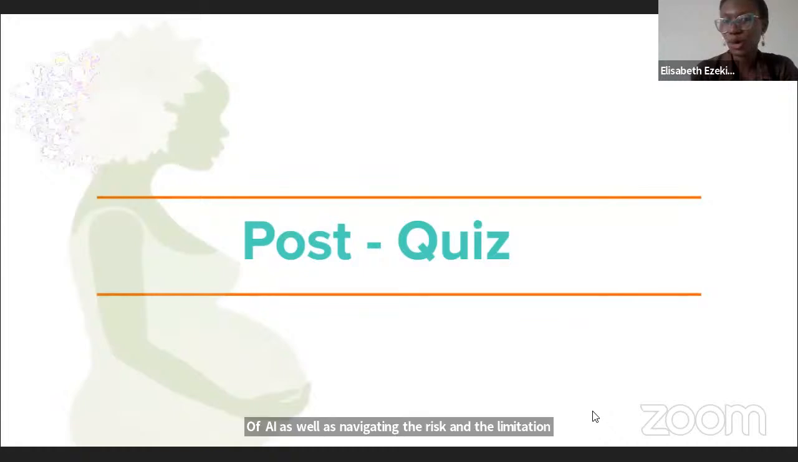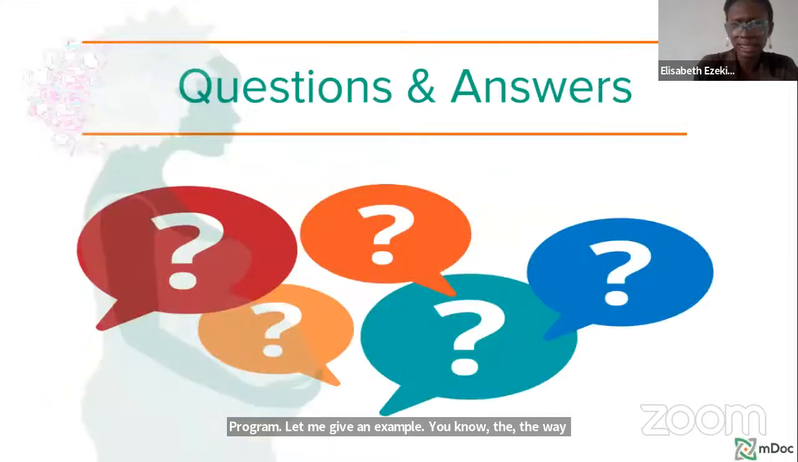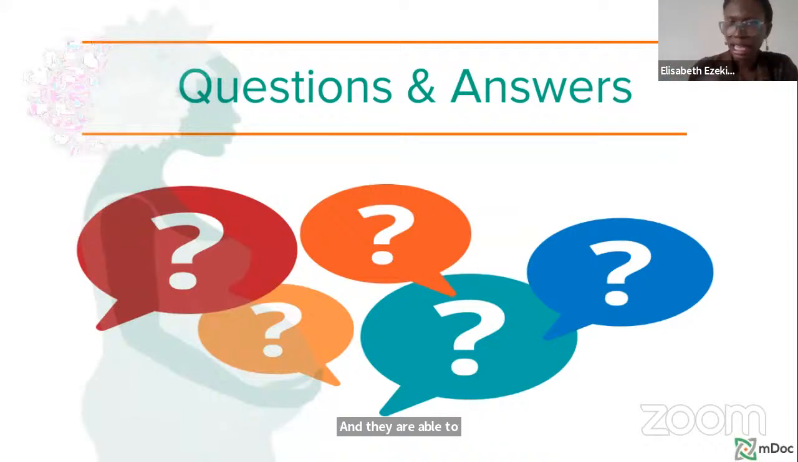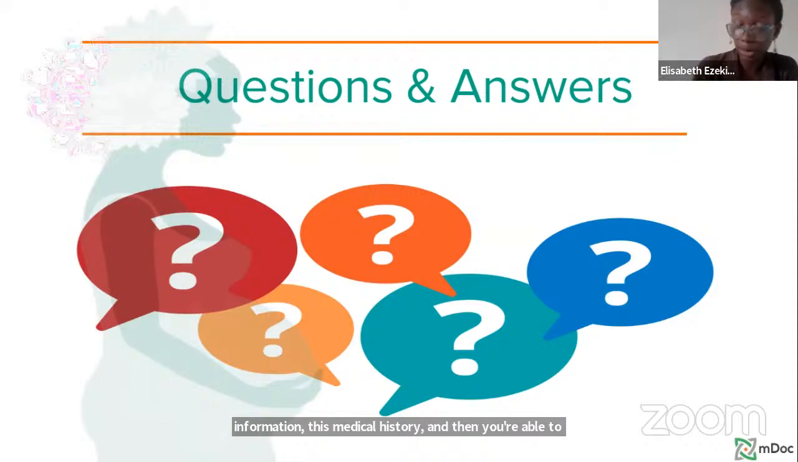So we spoke about the building block, right? The ability of machines to be able to interpret, learn, program. Let me give an example. The way that you as a healthcare provider identify patterns, symptoms, from delivery of care, and then you're able to interpret from this patient information, this medical history, and then you're able to, this is enhanced, right? That was the example we gave.